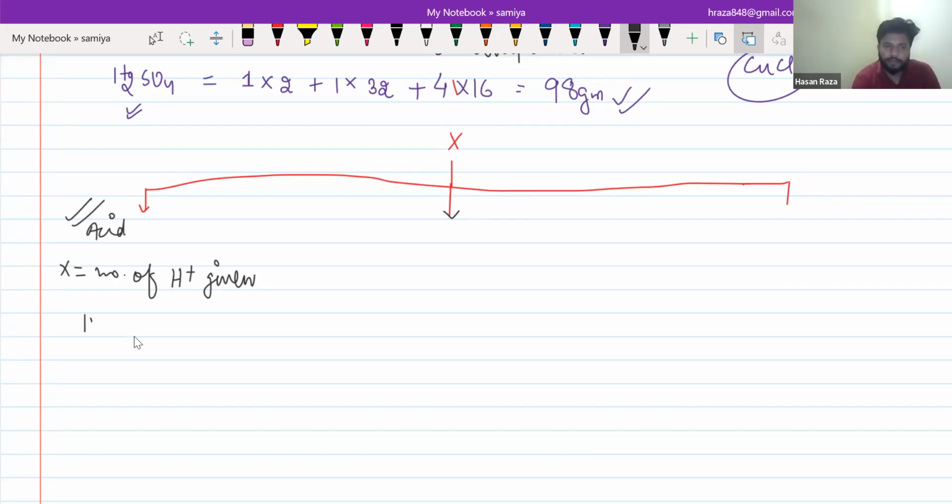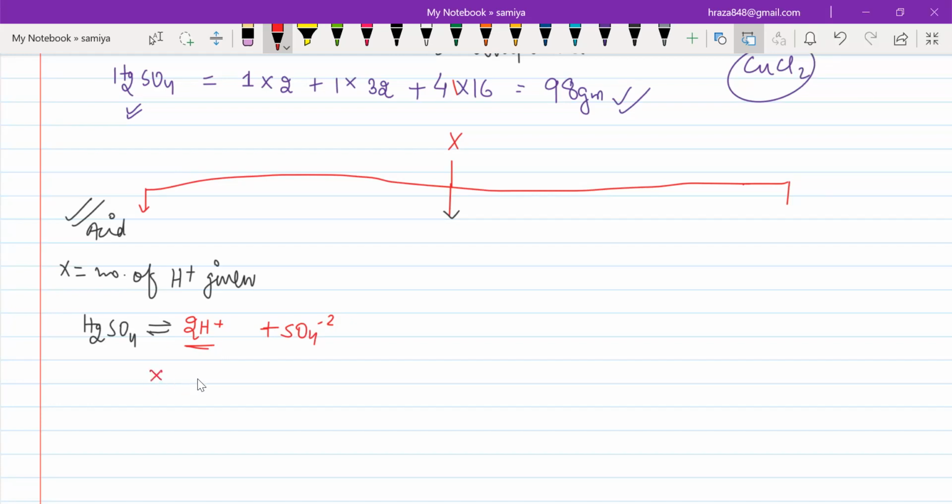That means if you have H2SO4, Aman, can you tell me how many H plus it will give you? If you dissociate it and balance it, you will get H plus and SO4 minus 2. How many H plus does it give? 2. You just need to dissociate it and then balance it, then see how many H plus it can give. 2 H plus. So X, the valency factor for H2SO4, will be equal to 2.